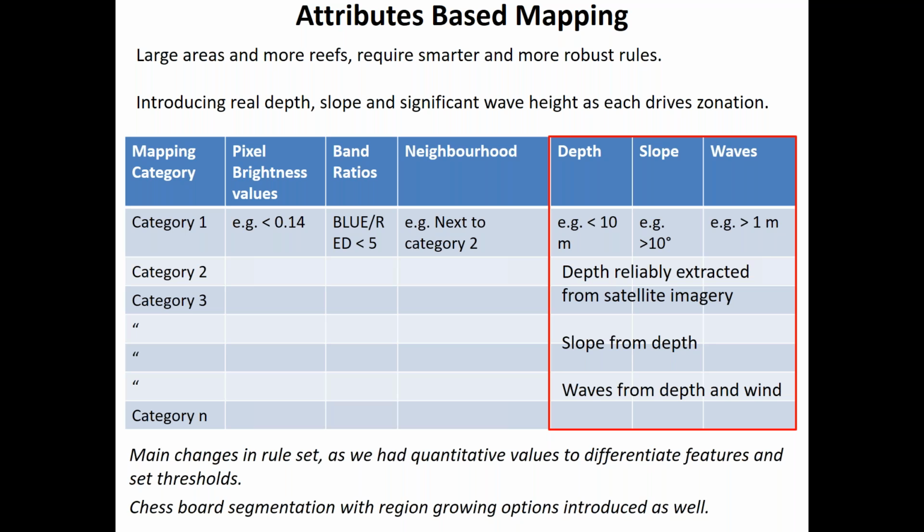So as a result, we can label the rule sets not only by some kind of trial and error, but actually by literature values or findings on reef work on where certain coral types grow or certain zonations of the reef. Another approach which I started to use more is chessboard segmentation. Because of these rules, that worked very well in distinguishing different, specifically geomorphic, zones.